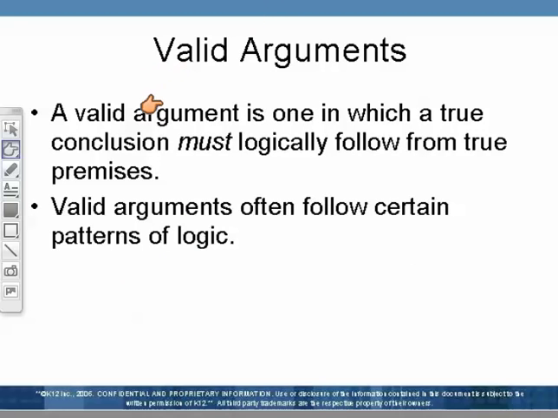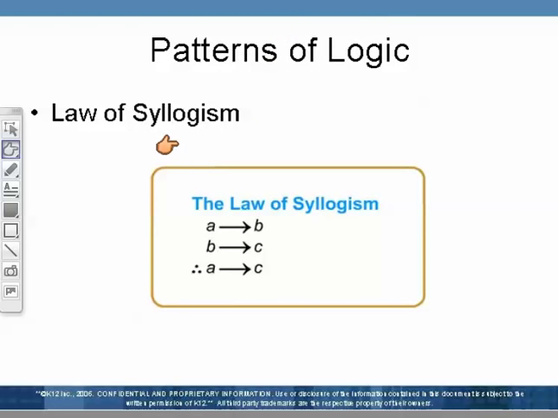Valid arguments are done in one of two methods. Okay? A valid argument is one in which its true conclusion must follow logically from true premises. Valid arguments often follow certain patterns of logic, and there are two patterns of logic that you need to know exist. The first pattern of logic is called the law of syllogism. The law of syllogism is something that is simply saying if A is true, then B is true. Okay? If B is true, then C is true. Therefore, if A is true, C is true.